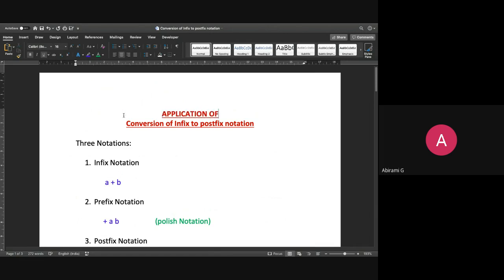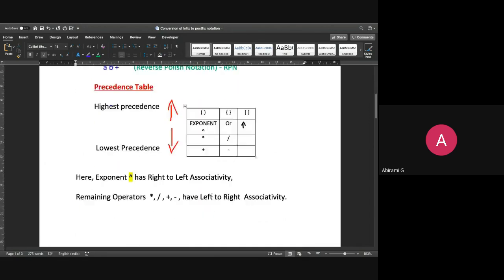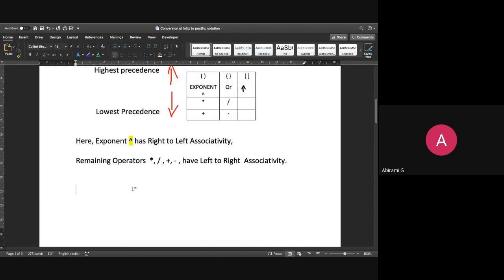Application of stack. Here, for example, what is the need of converting? Why we are converting infix to postfix is, if the number is like this, 2 + 3 * 5.